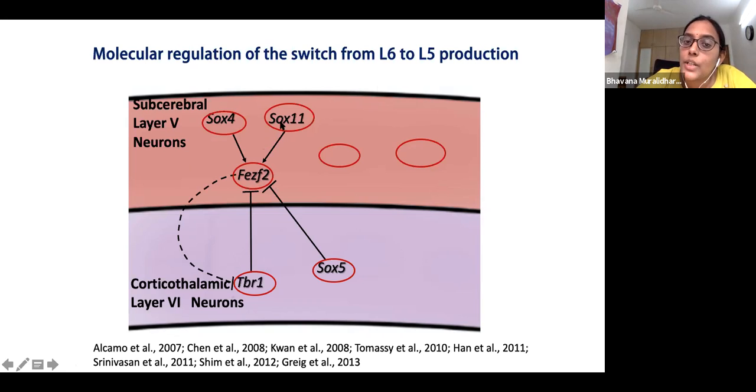FEZF2 gets activated by SOX4, SOX11. It's both an activation by SOX4, SOX11 and the relieving of the repression by TBR1, which then switches the fate from layer 6 neurons to layer 5 neurons. And then this activates CTIP2, and then the neuron becomes a layer 5 neuron.